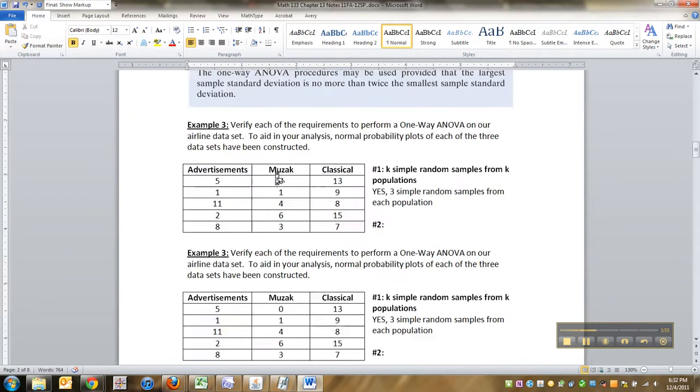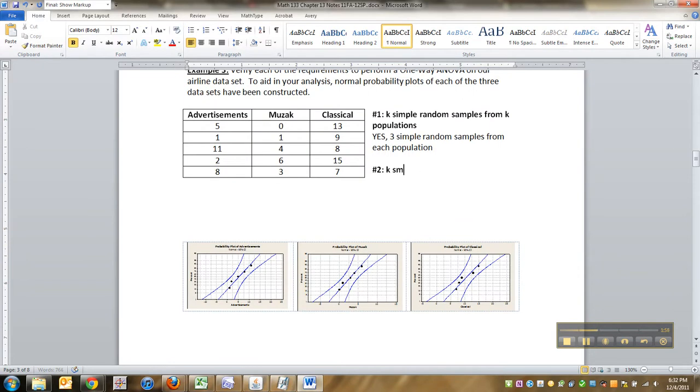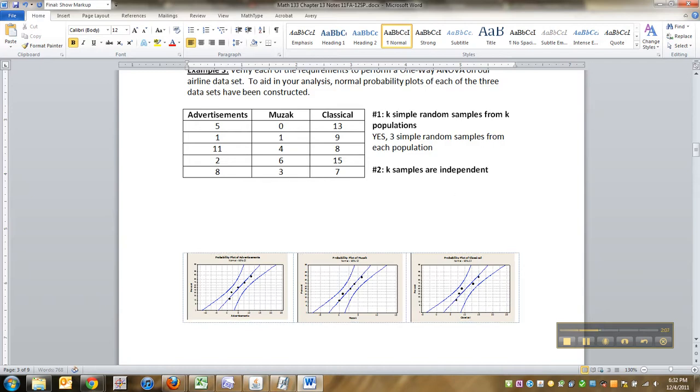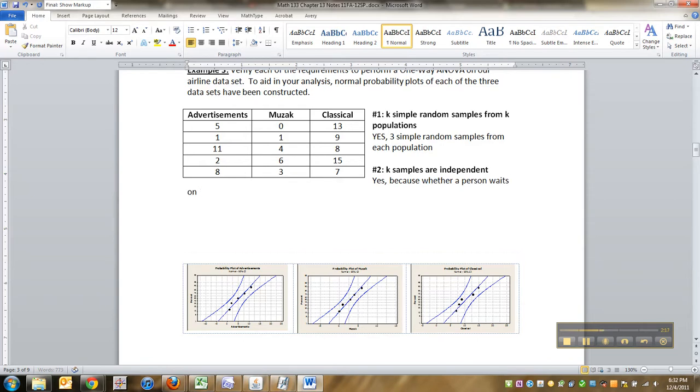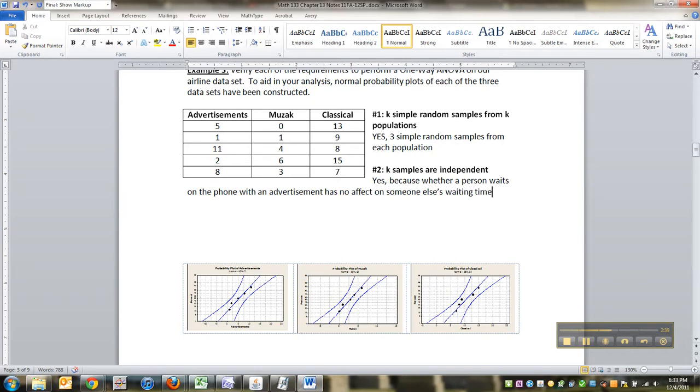The k samples are independent of each other. K samples are independent. I'm not sure I spelled that right. In fact, I'm sure I didn't. Independent. There we go. All right, so yes, we have that as well, because whether a person waits on the phone with an advertisement has no effect on someone else's waiting time for anything, for Muzak or advertisements or whatever.